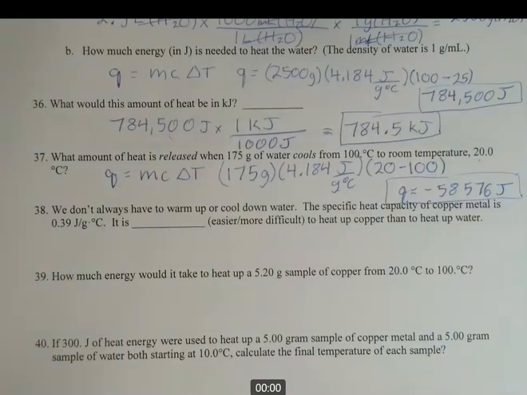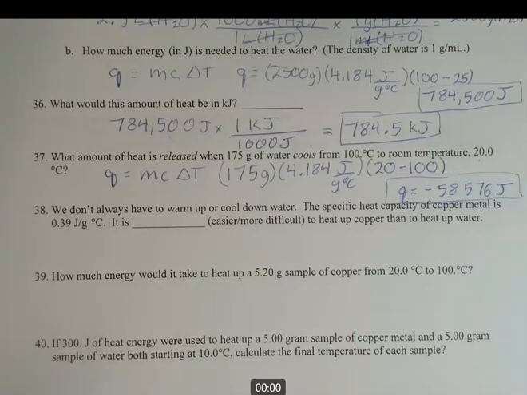Okay, we don't always have to warm up or cool down water. The specific heat capacity of copper metal is 0.39 joules per gram degree centigrade. Water has a fairly high specific heat capacity of 1. You'll notice that metals are much lower. They're 0.39. Aluminum or iron, I think it was 0.45. So you get these lower numbers. That means that a certain amount of heat will cause a much more drastic temperature change in metal than it will in water. So that's the effect that it has on the equation.